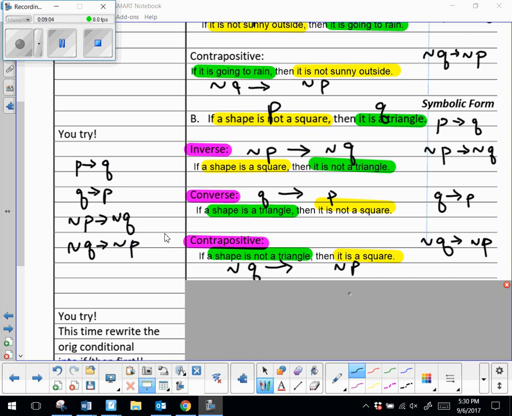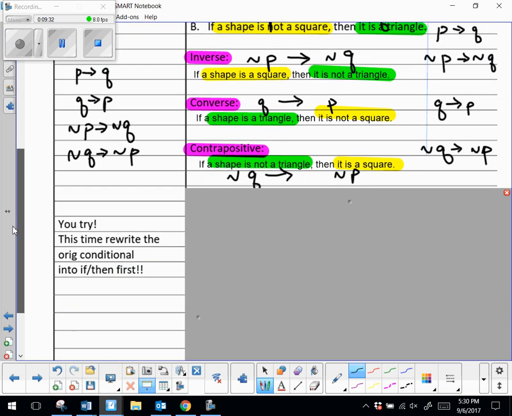And then I look at the contrapositive. Remember, this goes along with the logical relationships that we talked about at the very end of the lesson on the front of the page. It says if a shape is not a triangle, then it is a square. Again, there are a lot of scenarios where just because it's not a triangle, it's not necessarily a square. There are other shapes it could be. So this is a prime example of where the conditional is false and the contrapositive would also be false.